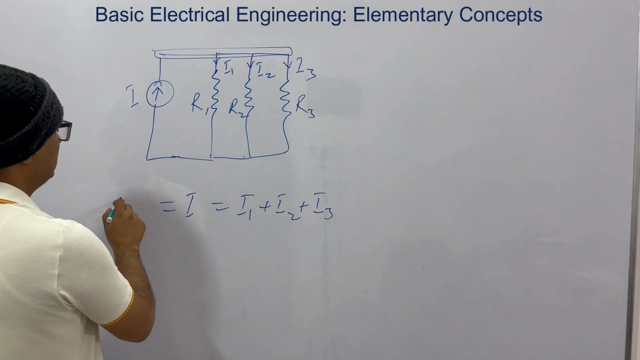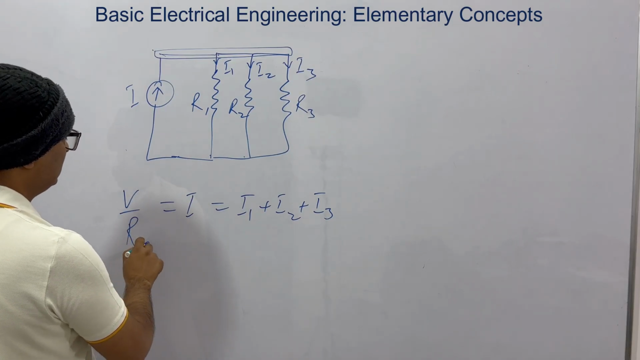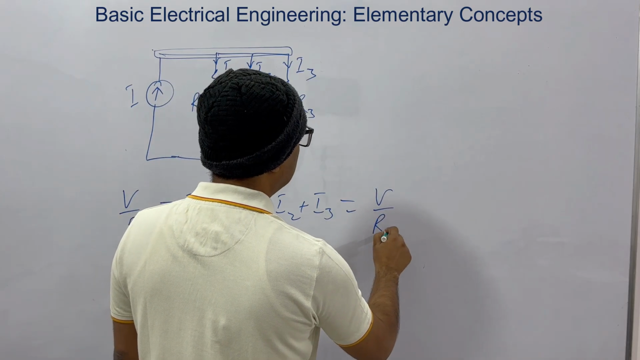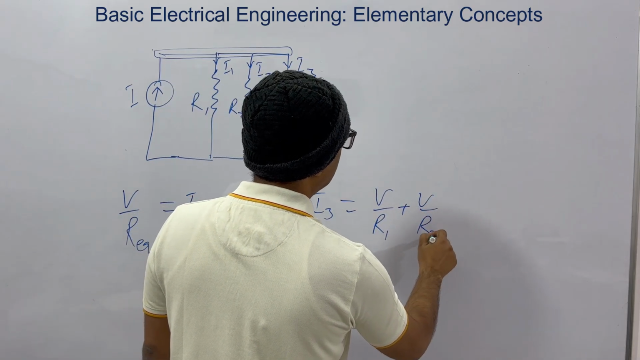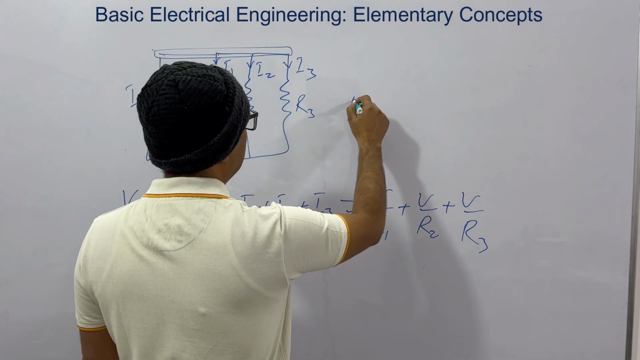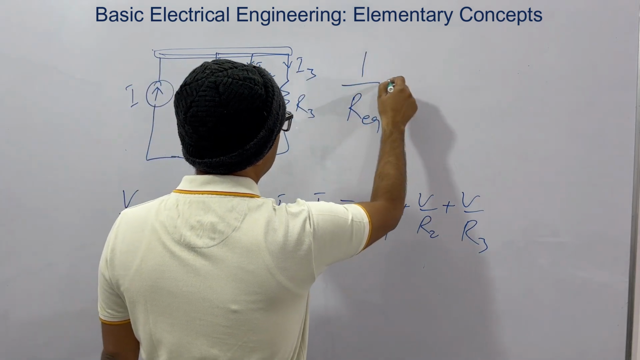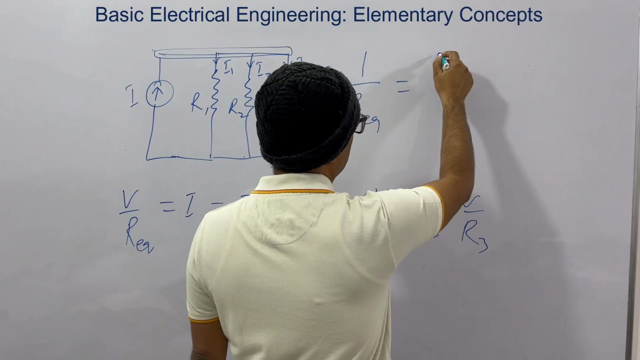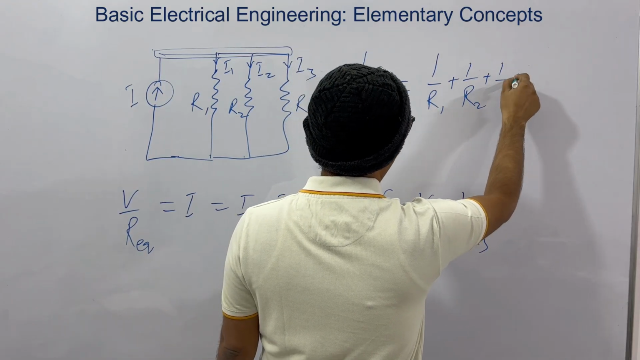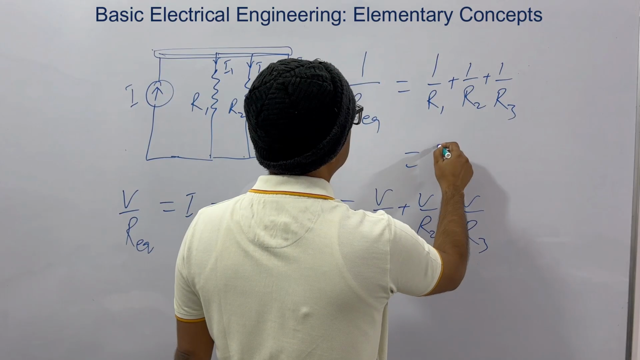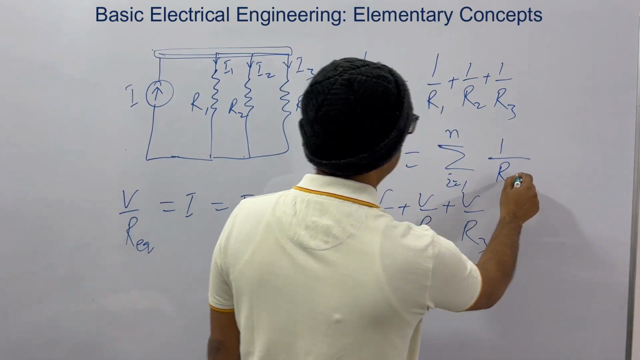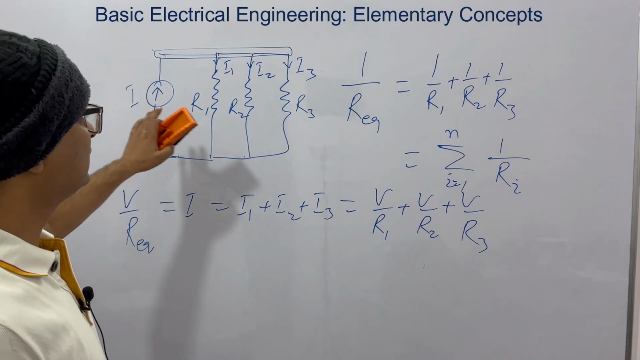I can be V by R, let's say the R equivalent, and from here what you get? V by R1 plus V by R2 plus V by R3. From here what you get? 1 by R equivalent is basically 1 by R1 plus 1 by R2 plus 1 by R3. If you generalize it, it is 1 by R equivalent equal to the sum from i equal to 1 to n of 1 by Ri. So this is resistors in parallel.